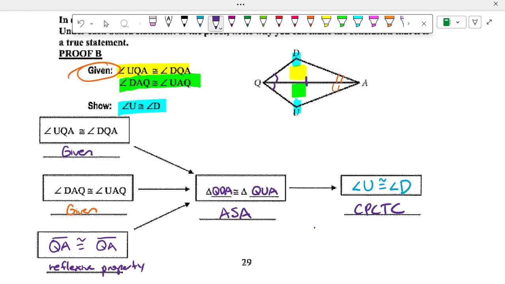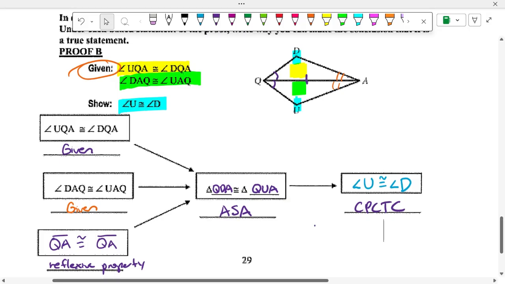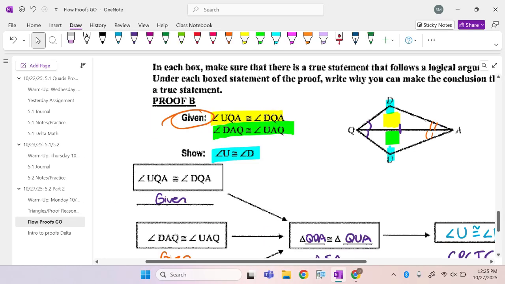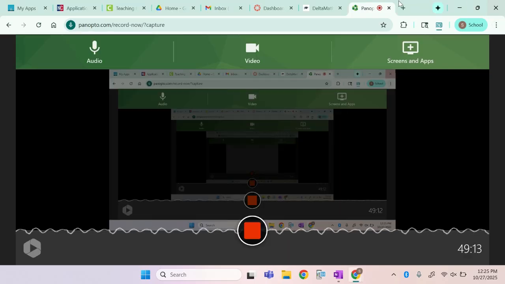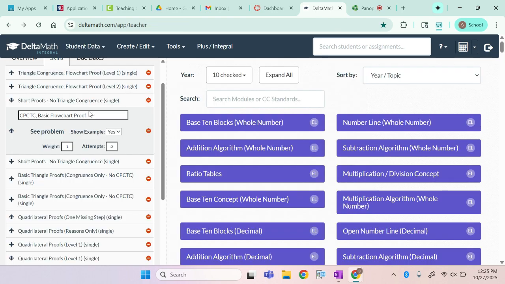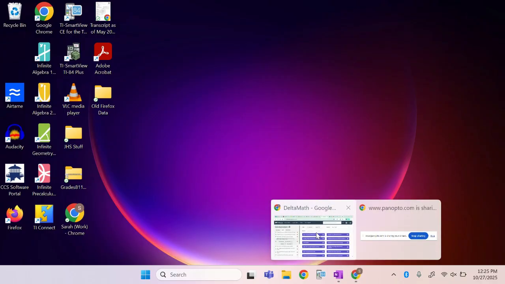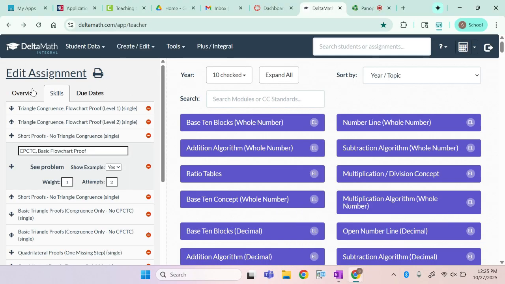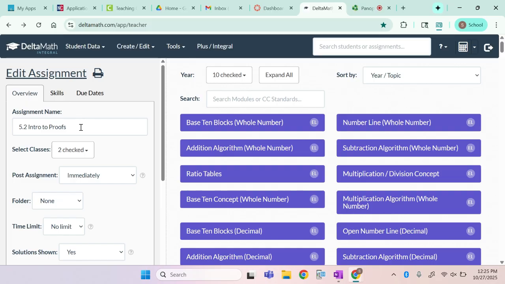So you guys need Delta Math pulled up, and you need that packet. All right, so let's get back to it. So you guys need Delta Math pulled up, and you need to have the one that's labeled 5.2 Intro to Proofs.